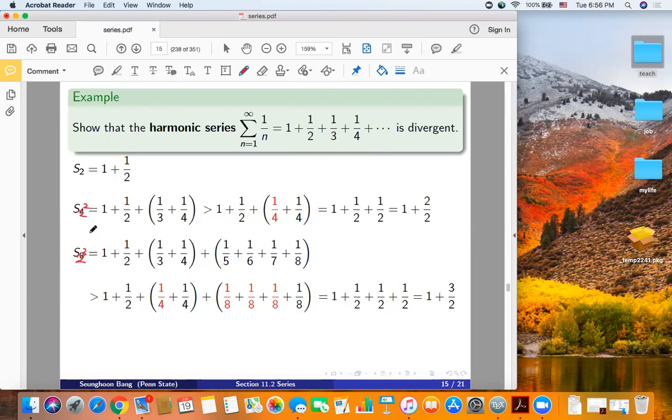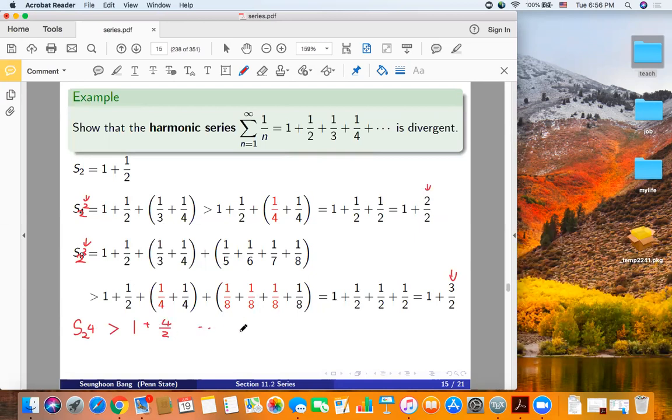So what happens? S to the 2 to the 4. So we can use the same method, the greater than, you can replace like this. This power 3 is exactly the same as here, power 2 is exactly the same as here, right? So what does it mean? This is 1 plus 4 over 2.